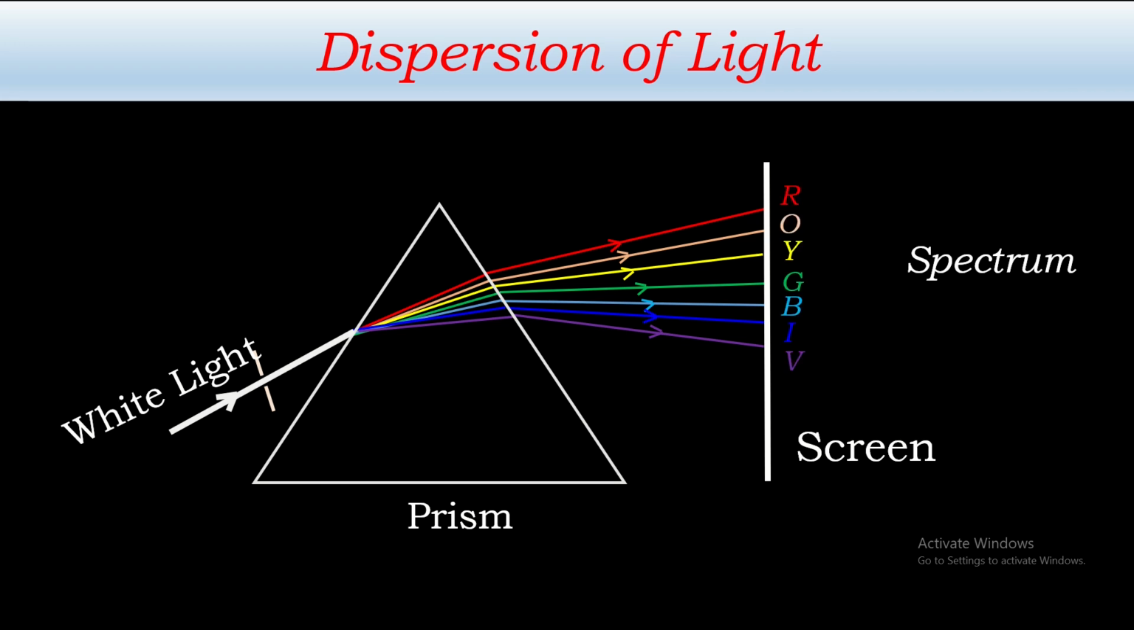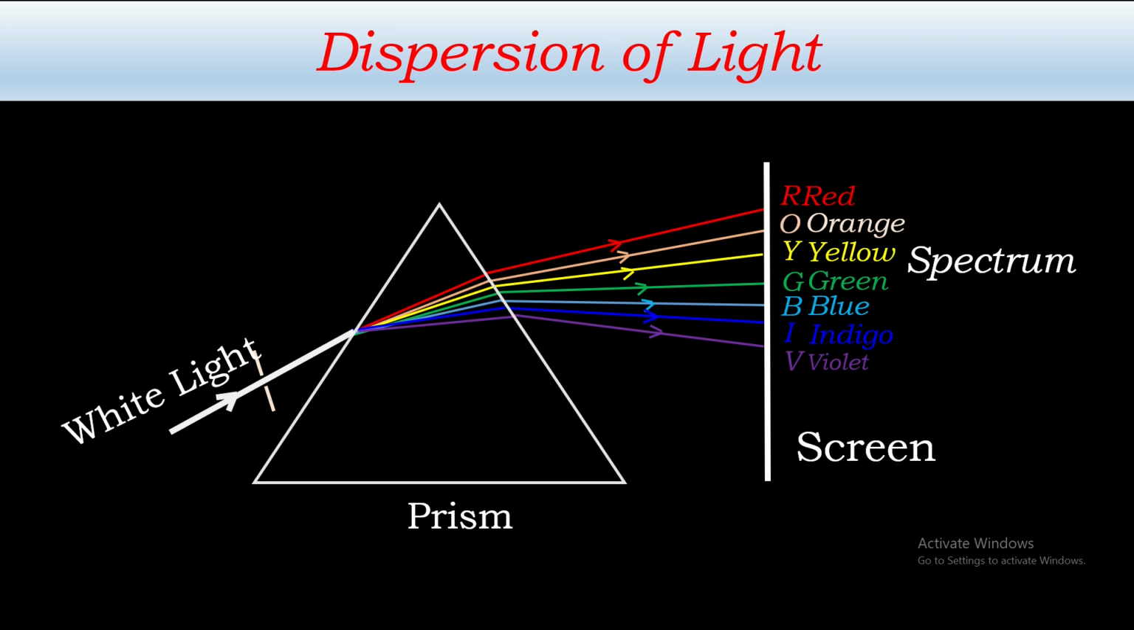We can remember it like this: VIBGYOR, Vibgyor. V means violet, I means indigo, B means blue, G green, Y yellow, O orange, R red. VIBGYOR. It is the spectrum.